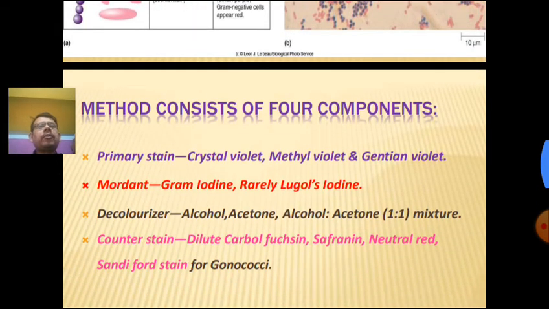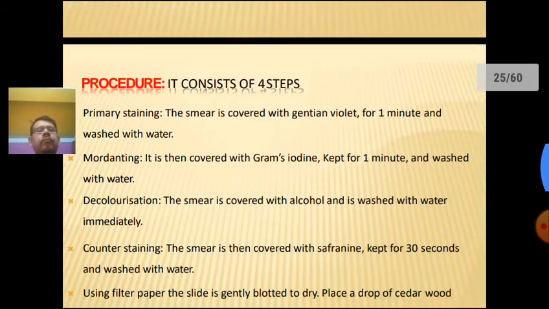The method has four components. One is the primary stain: crystal violet, methyl violet and gentian violet. The mordant is iodine, or Lugol's solution; Lugol's solution is nothing but an iodine solution. The decolorizing agent is alcohol, acetone, or an alcohol-acetone mixture in a 1:1 ratio. The counter stain is dilute carbol fuchsin, safranin and neutral red.